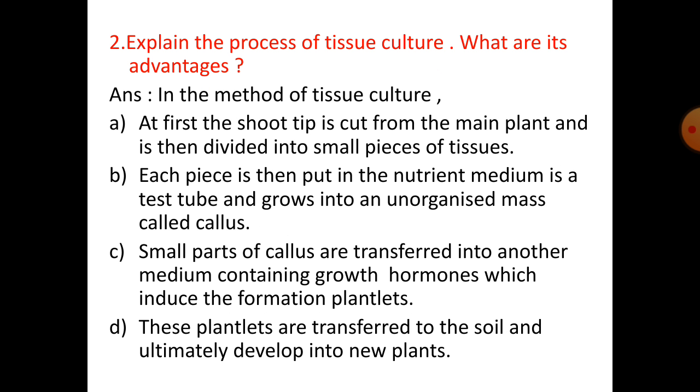Number 2. Explain the process of tissue culture. What are its advantages? In the method of tissue culture, at first, the shoot tip is cut from the main plant and is then divided into small pieces of tissues. Each piece is then put in the nutrient medium in a test tube and grows in an unorganized mass called callus. Small parts of callus are transferred into another medium containing growth hormones which induce the formation of plantlets. These plantlets are transferred to the soil and ultimately develop into new plants.